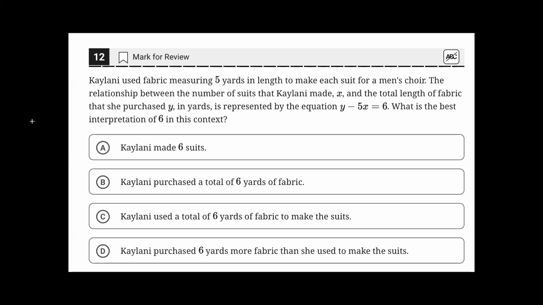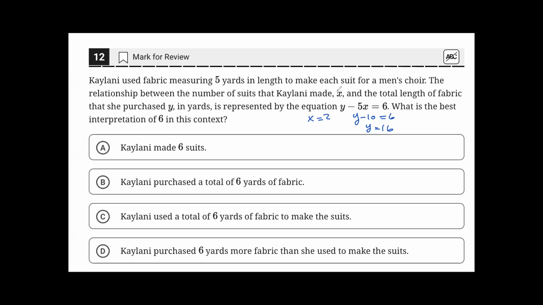So one way to solve this problem is to create your own values for X and Y and use it in context with the question to see if that helps make sense of what's happening. So for example, let's say X was equal to 2. If X is equal to 2, then Y minus 5 times 2, which is 10, equals 6, which means Y equals 16.